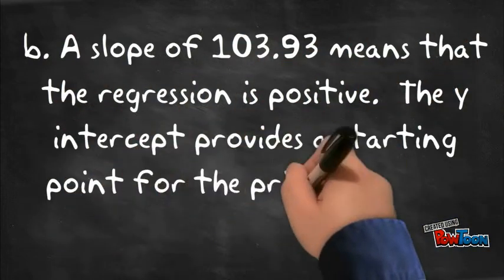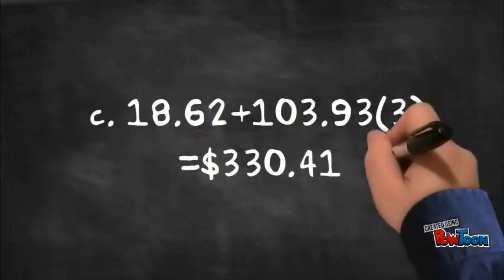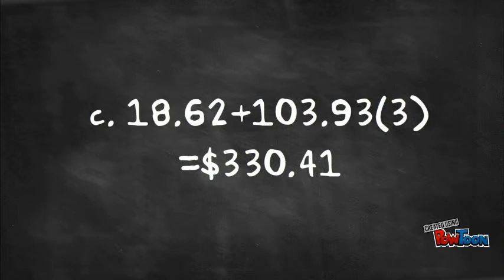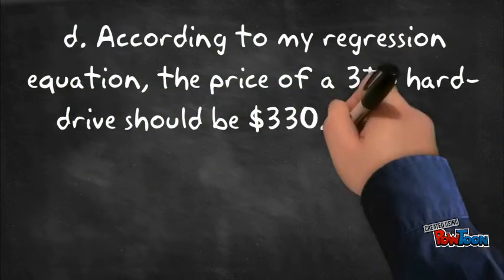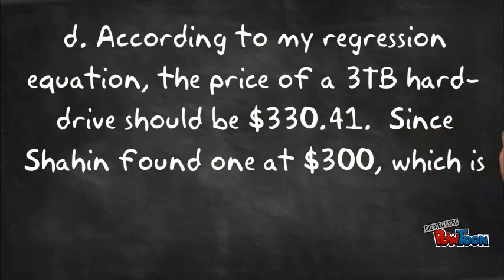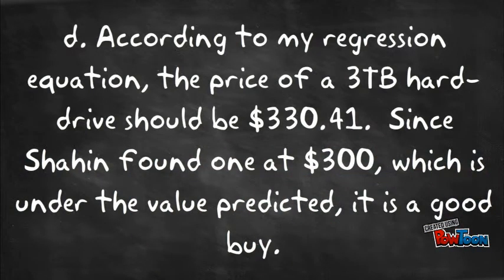So the slope of 103.93 means that the regression is positive, and the y-intercept provides a starting point for the price as the storage space goes up. Now for part C, you're supposed to predict the price of a 3 terabyte drive, in which you plug in 3 for x, and that'll get you $330.41. Now for part D, Shaheen found a 3 terabyte hard drive for $300, and according to my regression equation, this is a good buy because it is underneath $330.41. And since it's under, at $300, it's a pretty good buy.